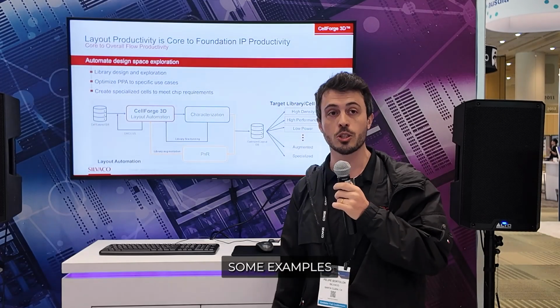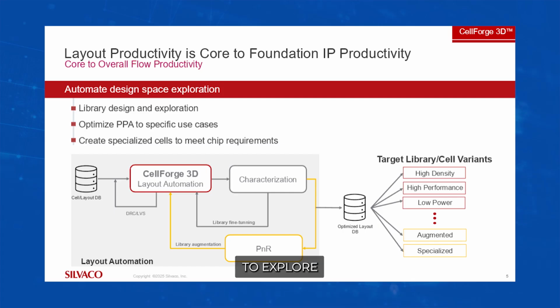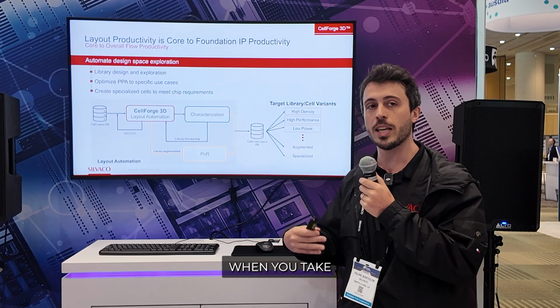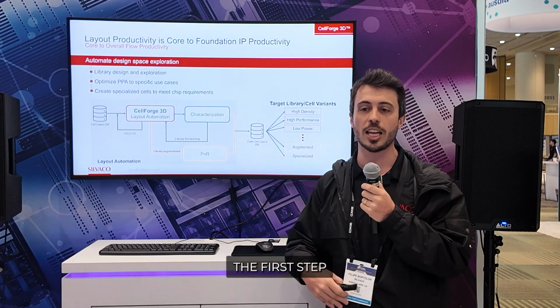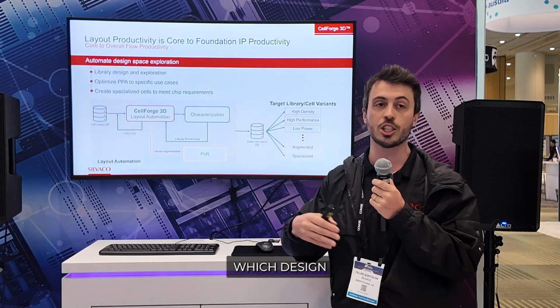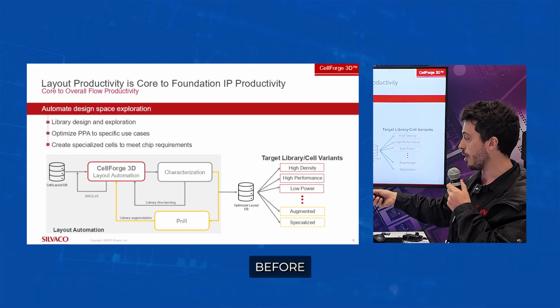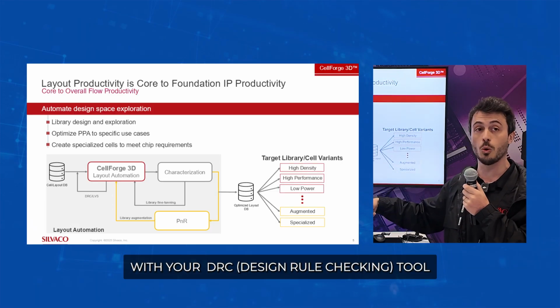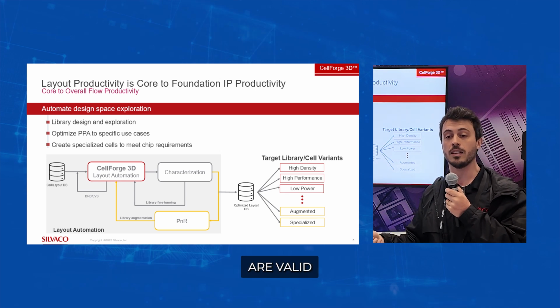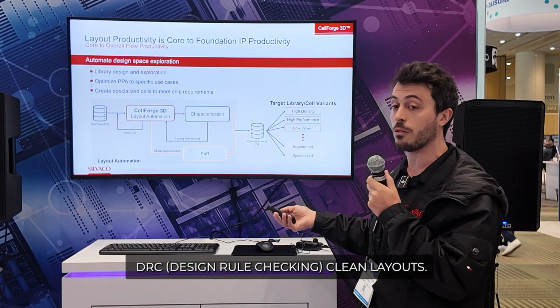Before we jump into some examples of what the tool does, I'd like to take a minute to explore which flows this type of tool can be used in. Initially, when you take a new technology, the first step is an exploratory process, where you want to figure out which design patterns are valid and which ones are not. You'll iterate with your DRC tool to verify which patterns are valid and which are not, and encode them back in the tool through DRCs that will make you generate DRC clean layouts.